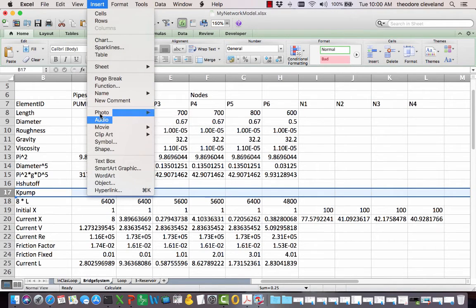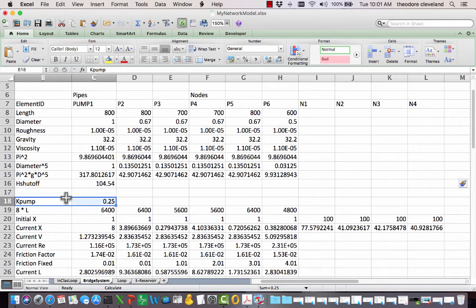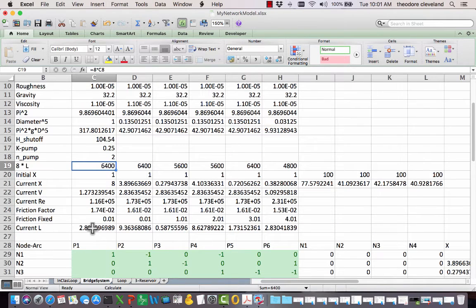Insert another row. Pump exponent. Let me use these underscores, make it a little easier for me to read. And the shutoff head. Okay, so now we've set up that, and the big change is going to be how this term is represented. So instead of now being a pipe, it has become a pump.